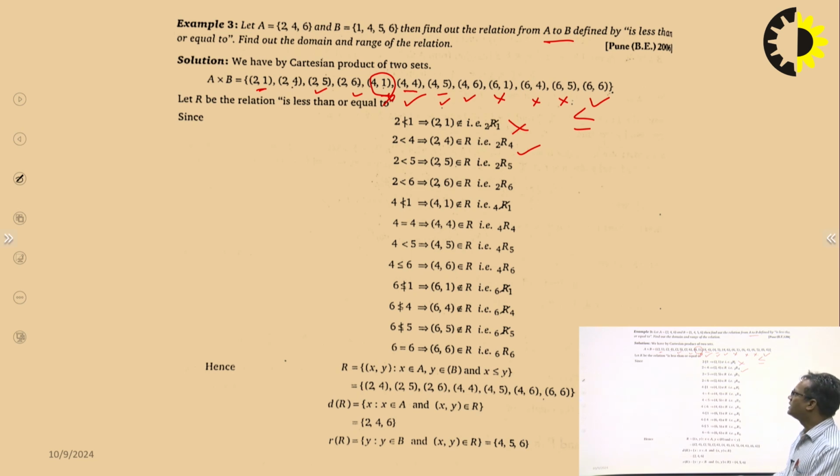You can easily find the domain and range of the given relation by taking the first entry and the second entry of the ordered pairs. So here the domain of the given relation is 2, 4, 6 and the range is 4, 5, 6. I hope you understand this concept.